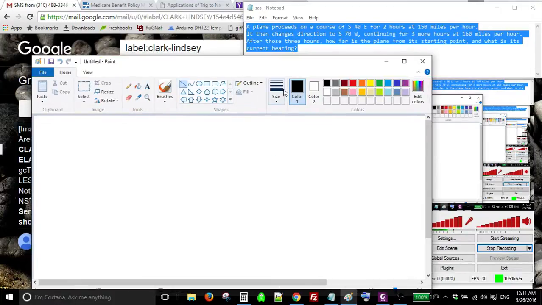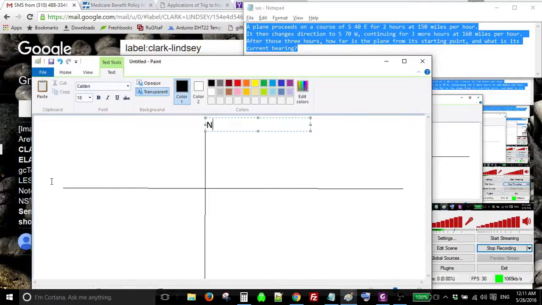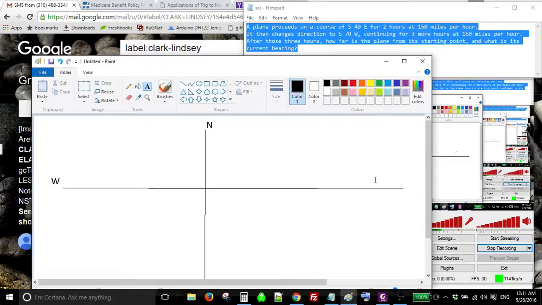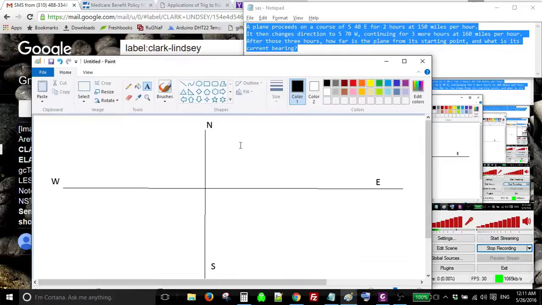First I make my north, south, east, west lines for the bearing. There it is. North, south, west, east. And this is the north. This is the west. This is the east. And this is the south, of course. And the plane is going S40 east. Okay, so that means south 40 degrees in the east direction.